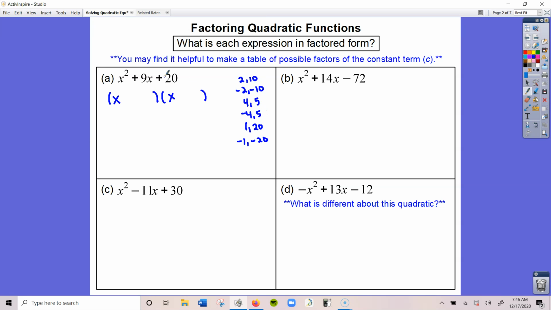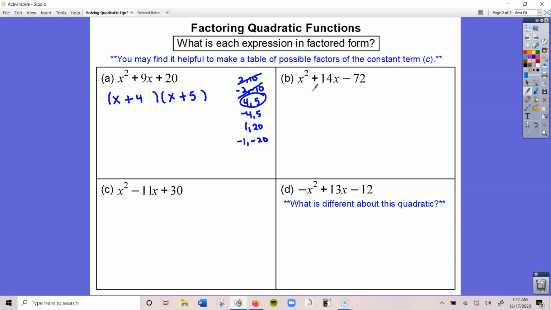From here, you can look at it and say, okay, so these are all numbers that multiply to give me the +20, but now we have to figure out which one of these adds up to give me a +9. 2 plus 10 is 12, so it's not this one. -2 minus 10 is negative 12, so not that one. 4 plus 5 is 9, so it will be the 4 and 5. So that's a positive 4 and a positive 5. So my factors would be x plus 4, x plus 5.